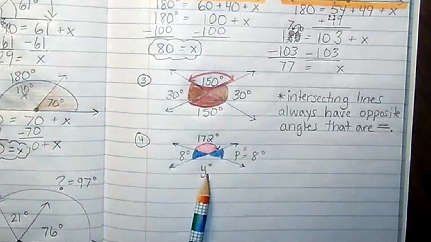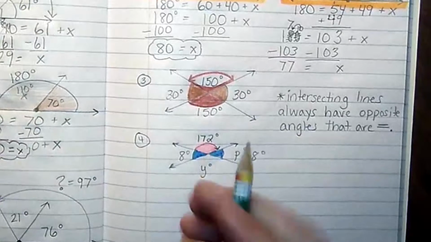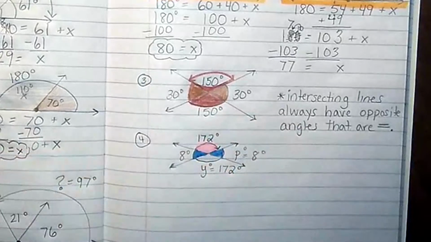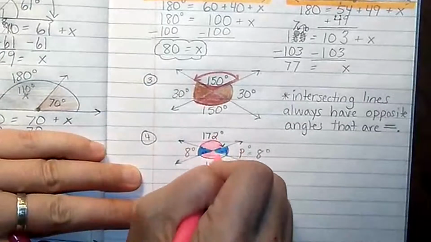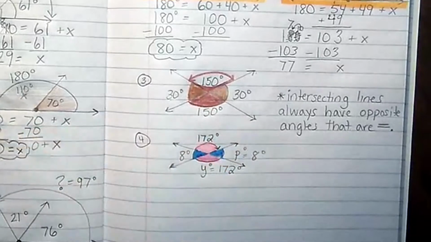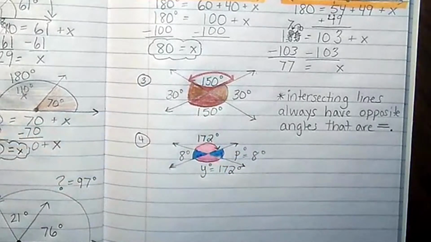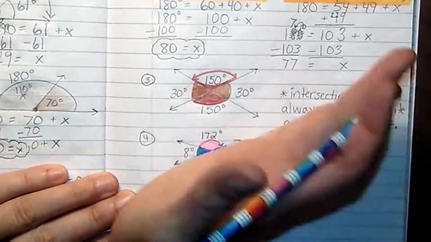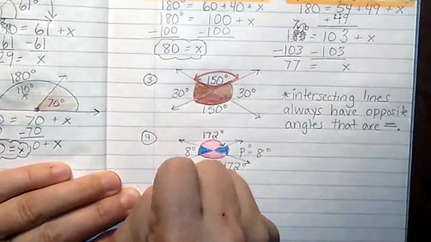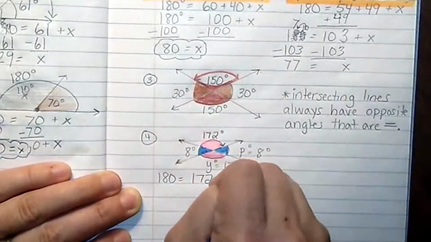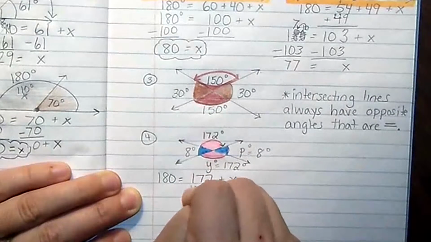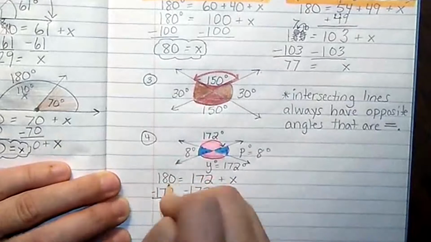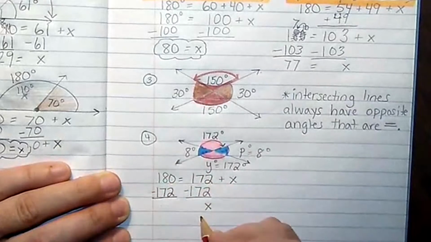Who thinks they know the measure of angle y? If you said angle y equals 172 degrees, you're exactly right, because opposite angles are equal. Those are easy ones to figure out, right? Now let's pretend we had to figure it out using our math. Well, what I would have done is I would have said, I could have started with 180 degrees equals 172 plus x. And then when I subtracted my 172, 0 minus 2, I can't do it.